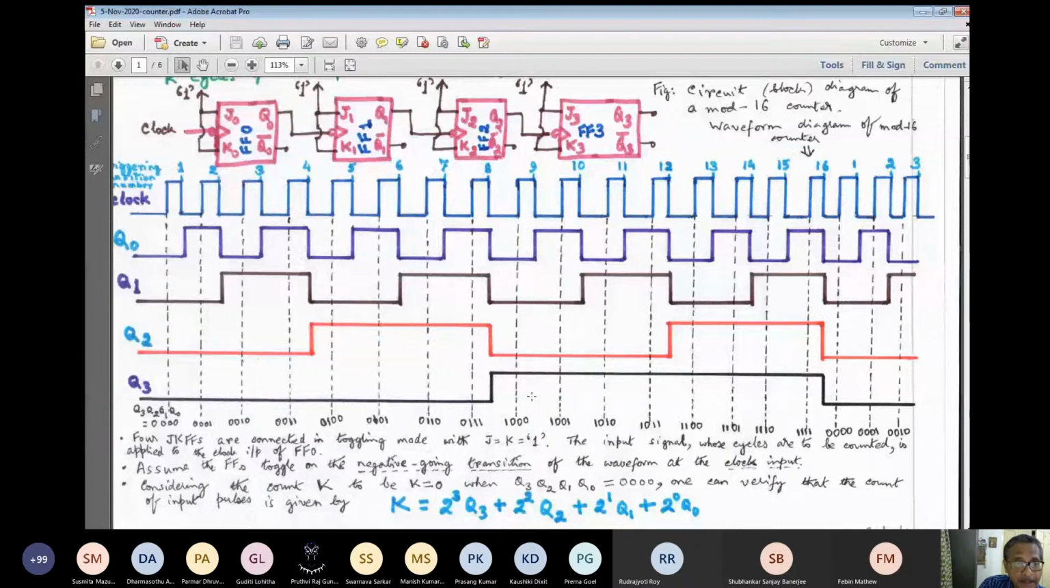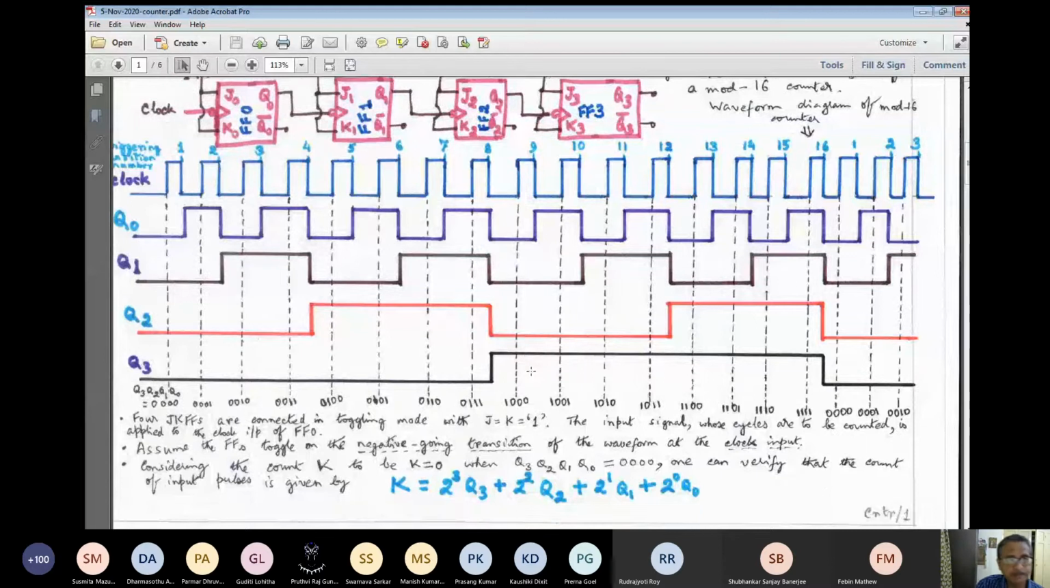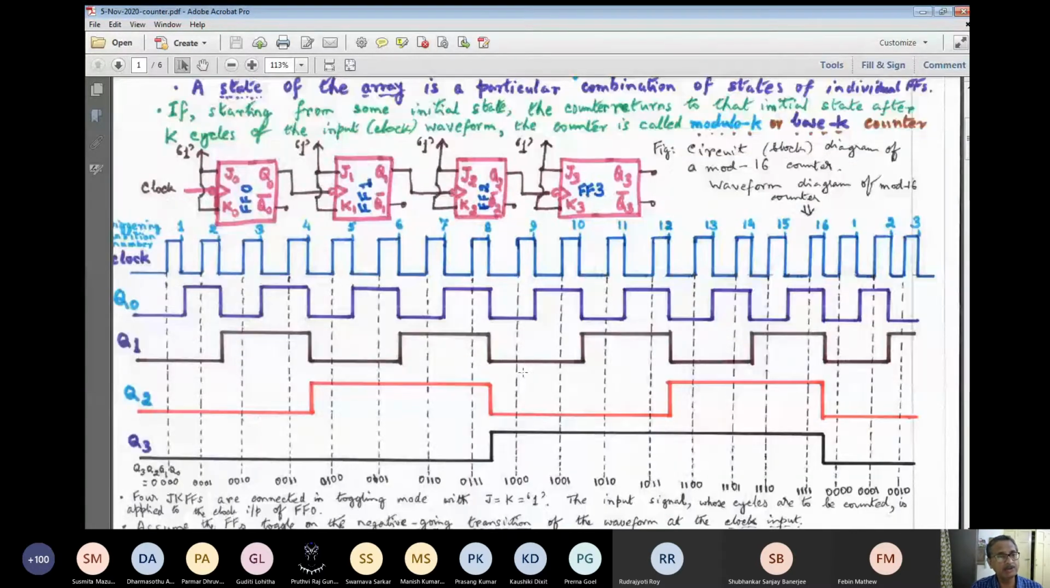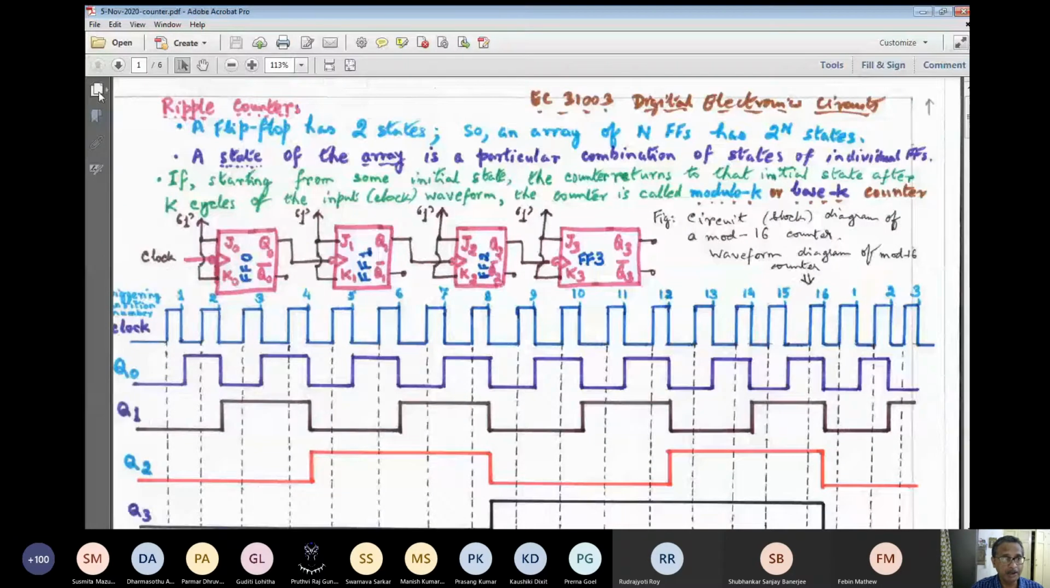But note that the counting instant should be uniform. So here uniformity means what? Whenever the 0 to 1 transition occurs, at that point of time we are reading the state of the counter. Okay. Next question is what? Why do we call it an asynchronous counter and why do you call it a ripple counter? So this name ripple.